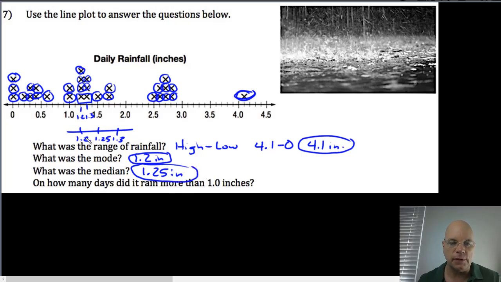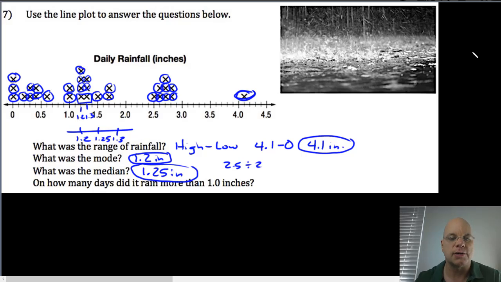Another way to get that is to add 1.2 plus 1.3. It's 2.5, and when you divide by 2, you'll get 1.25. It's the mean of those 2 numbers that are in the middle. The final question asks, on how many days did it rain more than 1 inch?